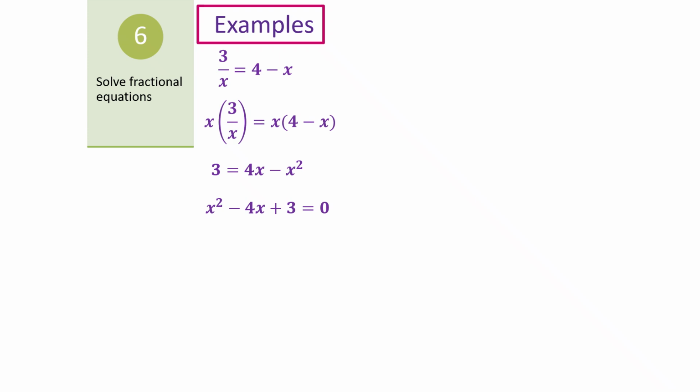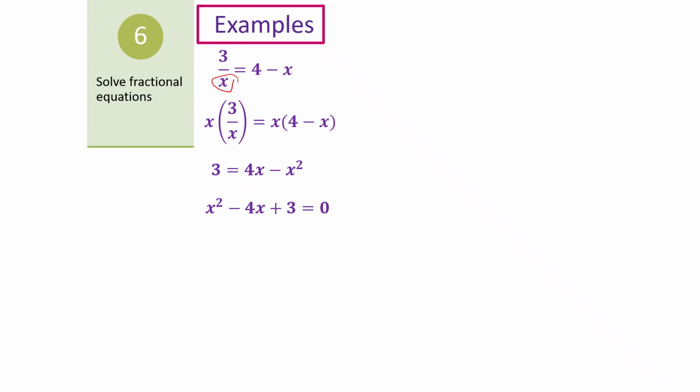Supposing I'm given 3 over x equals 4 minus x, and I'm asked to solve this equation. Why is this called a fractional equation? It's because we have a fraction here. 3 over x is considered a fraction. So what I've done here is examine the denominator of 3 over x. The denominator of 3 over x is x.